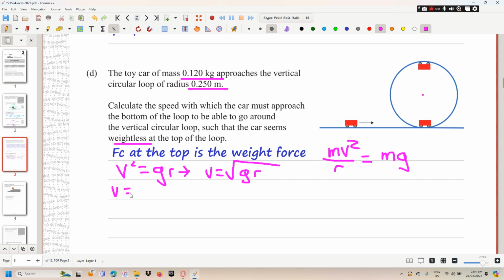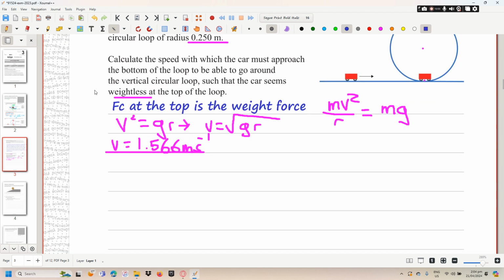So velocity equals, putting in the numbers, we know gravity, we know the radius, so we take the square root of 9.81 times 0.25, and you're left with 1.566 meters per second. Now, this is useful because it gives us the speed at the top, but we want to know the speed of the car at the bottom of the loop. And to do that, you have to consider energy.